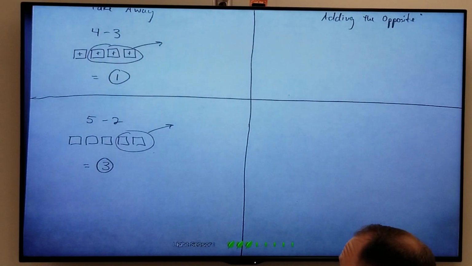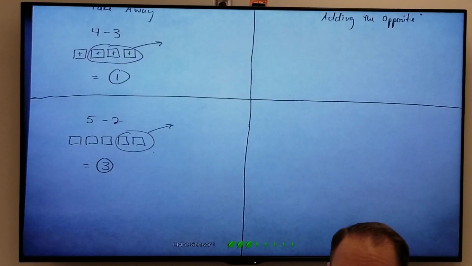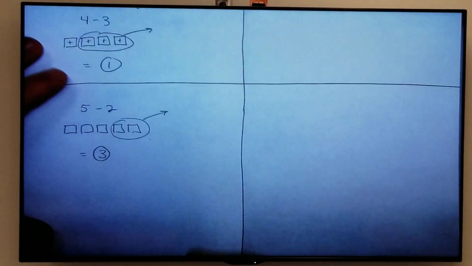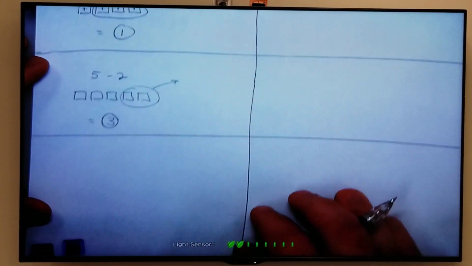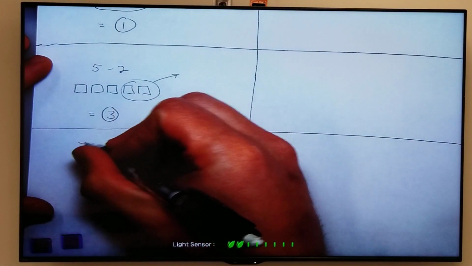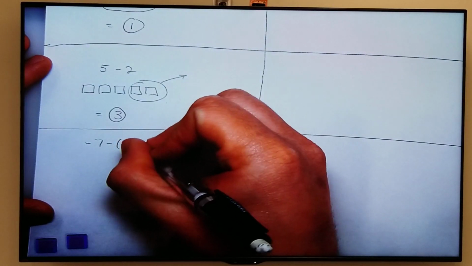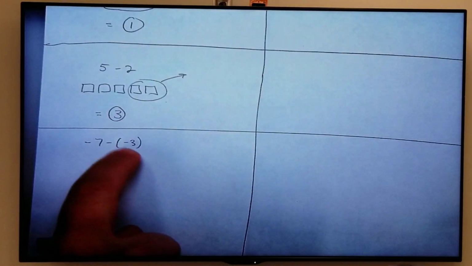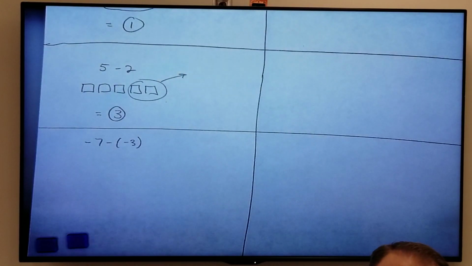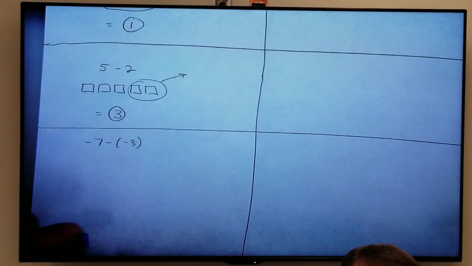Okay, so this works well enough for positive tiles. Let's see if it works when we have negative tiles. So let's do -7 minus -3. Now I'm only using parentheses here to indicate that -3 is the integer that I want to take away, right? So this is -7 minus -3.